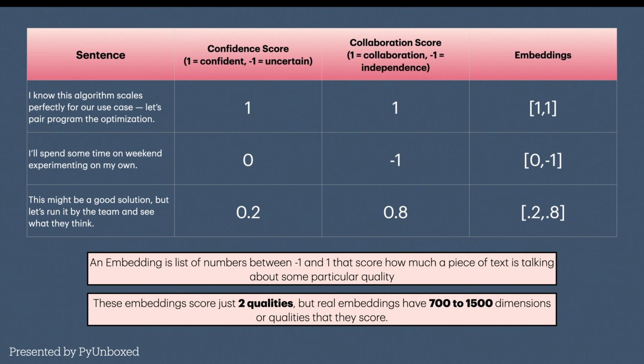The wild thing is that in real life, these vectors don't just have two dimensions like confidence and collaboration. They might have hundreds or even thousands of dimensions. And instead of defining the dimensions ourselves, we let deep learning models figure out what those dimensions should be. They look at a massive data set and automatically learn how to embed text into an abstract space where similar meanings land near each other even if the words don't exactly match.